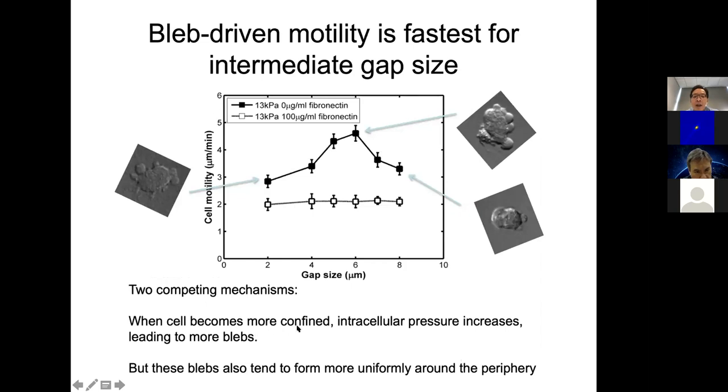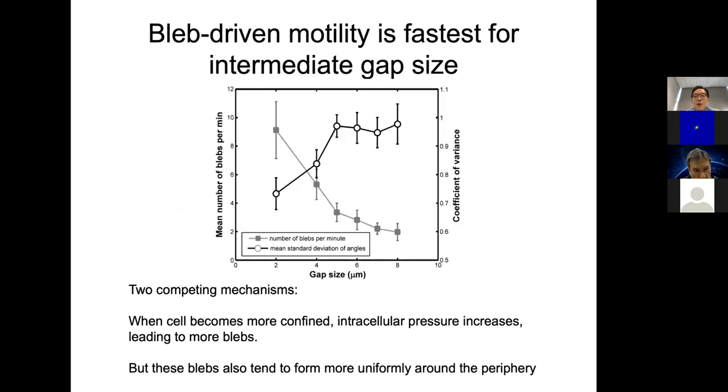So what we think is that there are two competing mechanisms that may explain this optimum behavior. One is that when the cells become more confined, the intracellular pressure increases, leading to the formation of many blebs. But these blebs are then also very uniformly spread out around the surface. And therefore there's no net migration, because the left cancels the right, the front cancels the back.